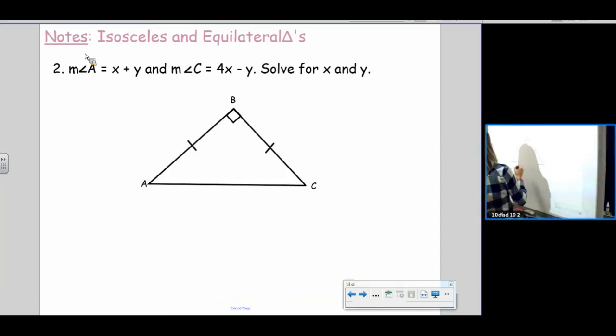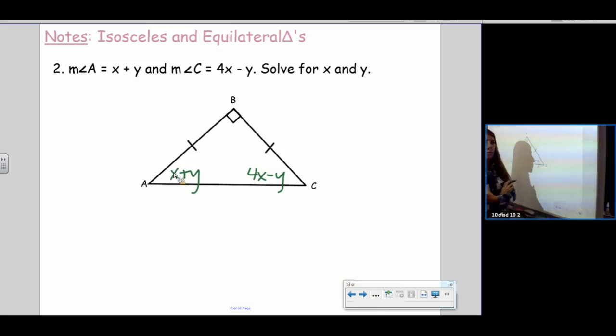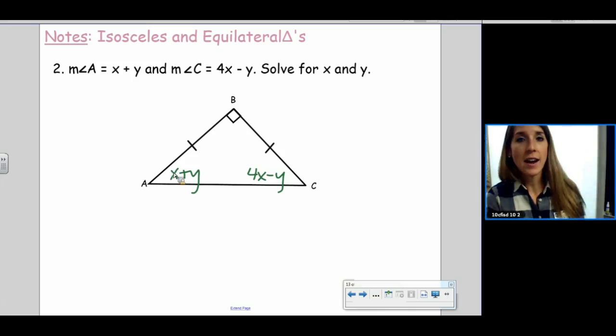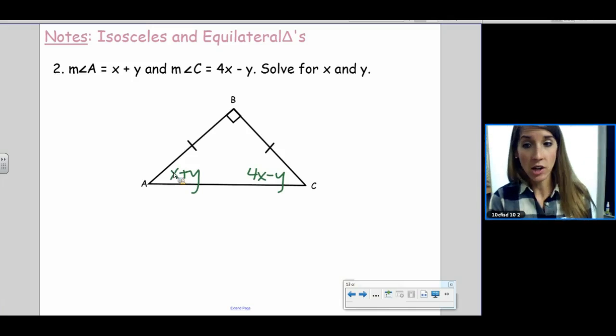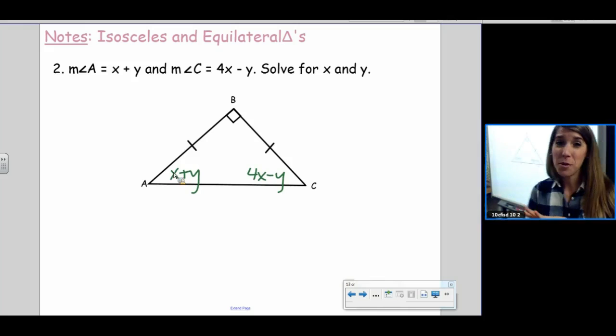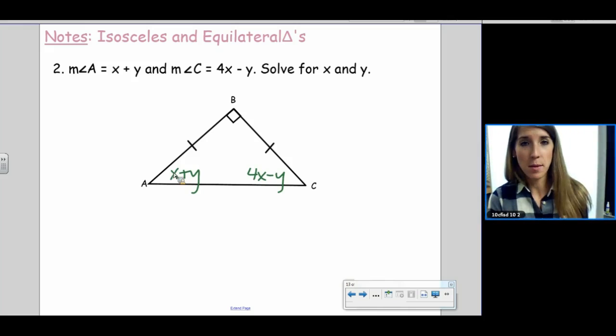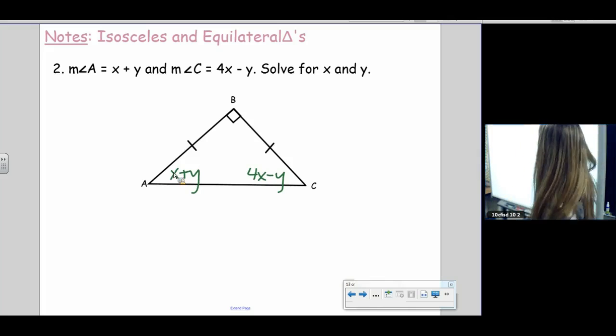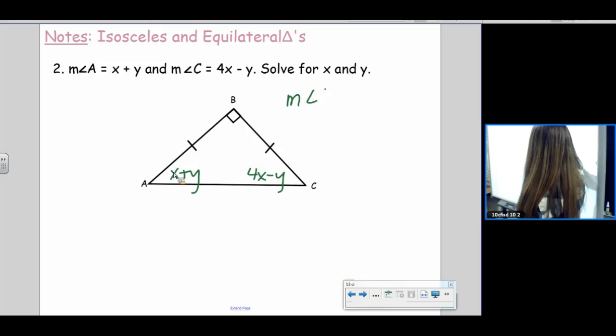We know that the measure of angle A is x plus y, and the measure of angle C is 4x minus y. Now, you can't just set those equal to each other. I know they're the base angles, and I know that they're congruent, but you can't just set them equal because you have 2 variables. You have an x and you have a y. So we need to know the actual measure of those angles to be able to solve for x and y. What is the measure of angle A? What is the measure of angle C?